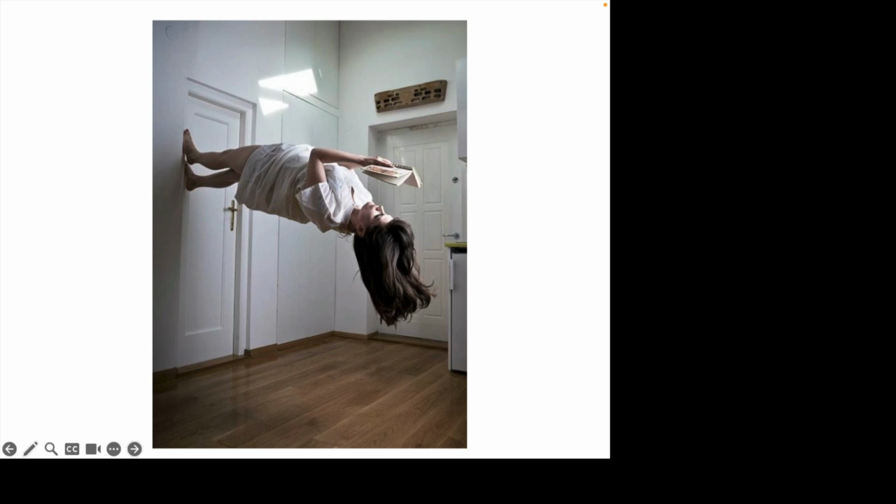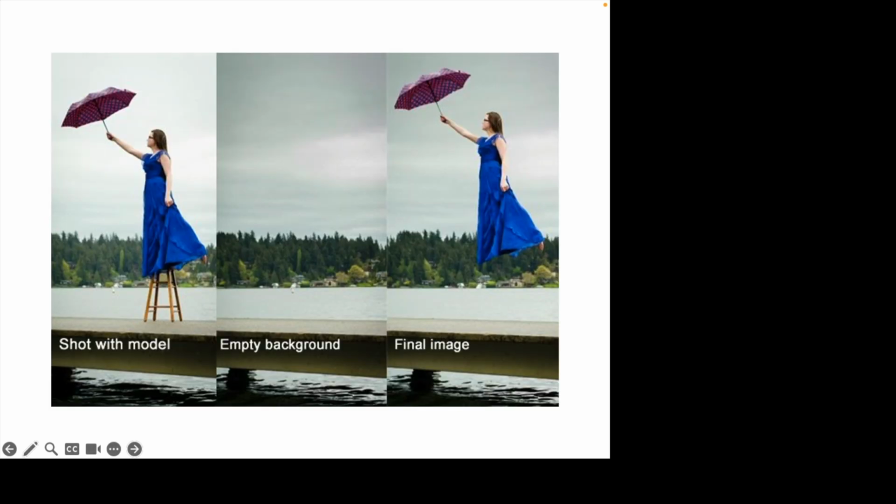Again, let me show you how this is put together. You can see the final image right here. Looks like she's floating above. The way this was shot was with one picture with her standing on a stool, another picture with just the background, and in Photoshop, you combine them by getting rid of the stool.